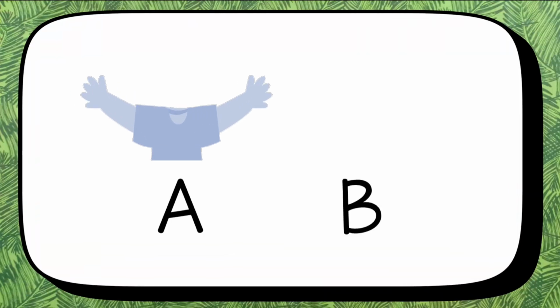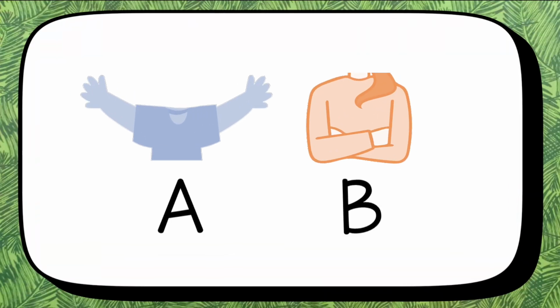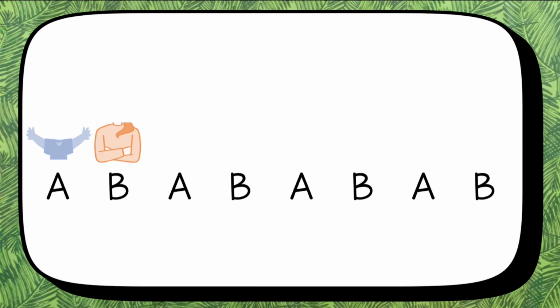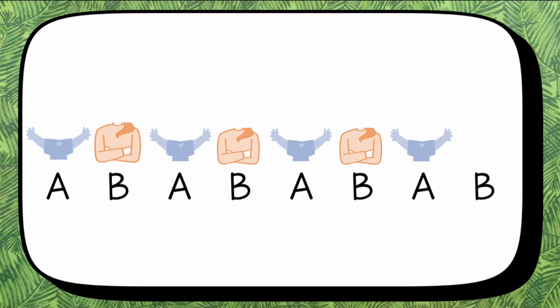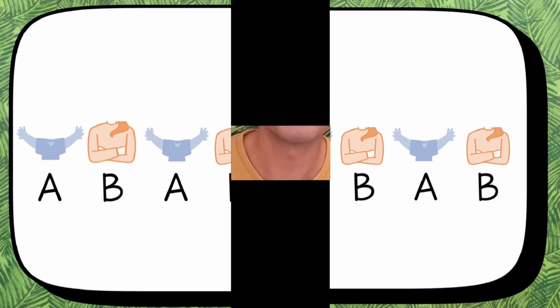Do it with me. Out, in, out, in. What comes next? Out, and then in. Another great pattern. This time we made an A-B pattern with our arms out for A and our arms in for B. Out, in, out, in, out, in, out, and in.